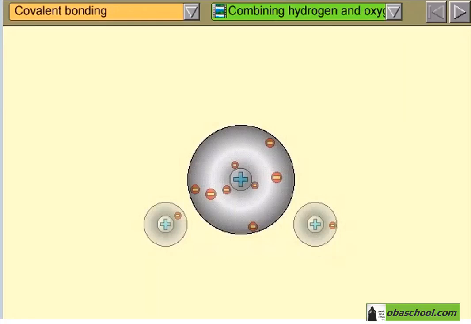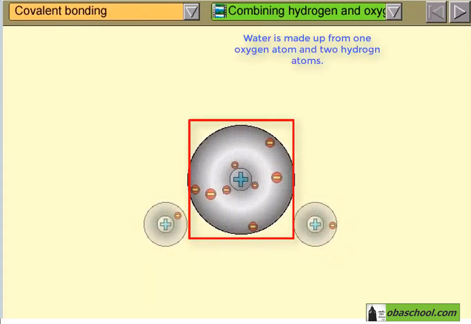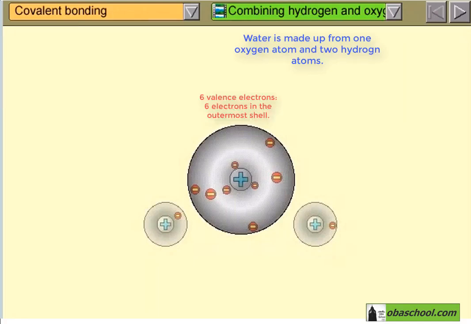In this simulation, we are going to demonstrate how hydrogen and oxygen form water. Water is H2O, so it's made up of one oxygen atom, which you can see represented in the center, and two hydrogen atoms. An oxygen atom has 6 valence electrons, which means that it has 6 electrons in the outermost shell. So it needs 2 more electrons to complete this shell.